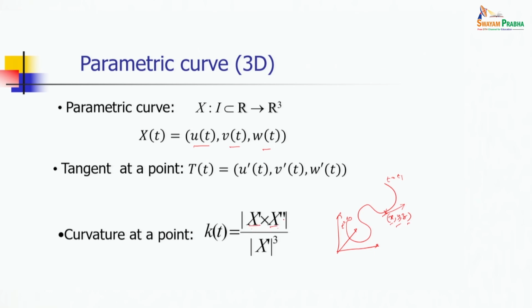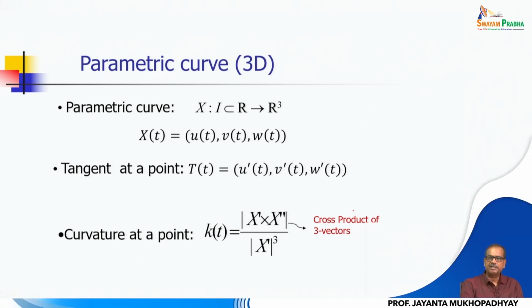And for curvature, following the same expression, we have the magnitude of the cross product of these two vectors. Since these are all three-dimensional vectors, we know how to compute the cross product using the determinant rule. And this is once again divided by the cube of the magnitude of the tangent. So this is how it is computed. As I mentioned, this one is defined as a cross product of three-dimensional vectors. So note the difference.